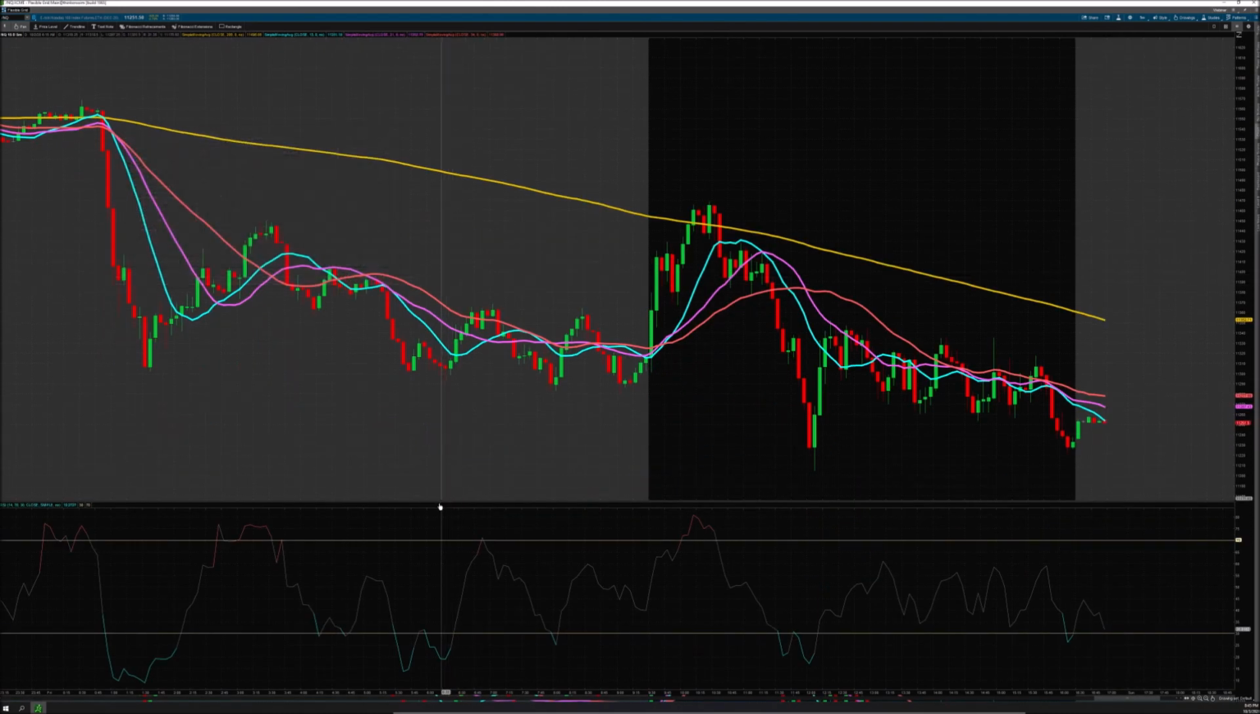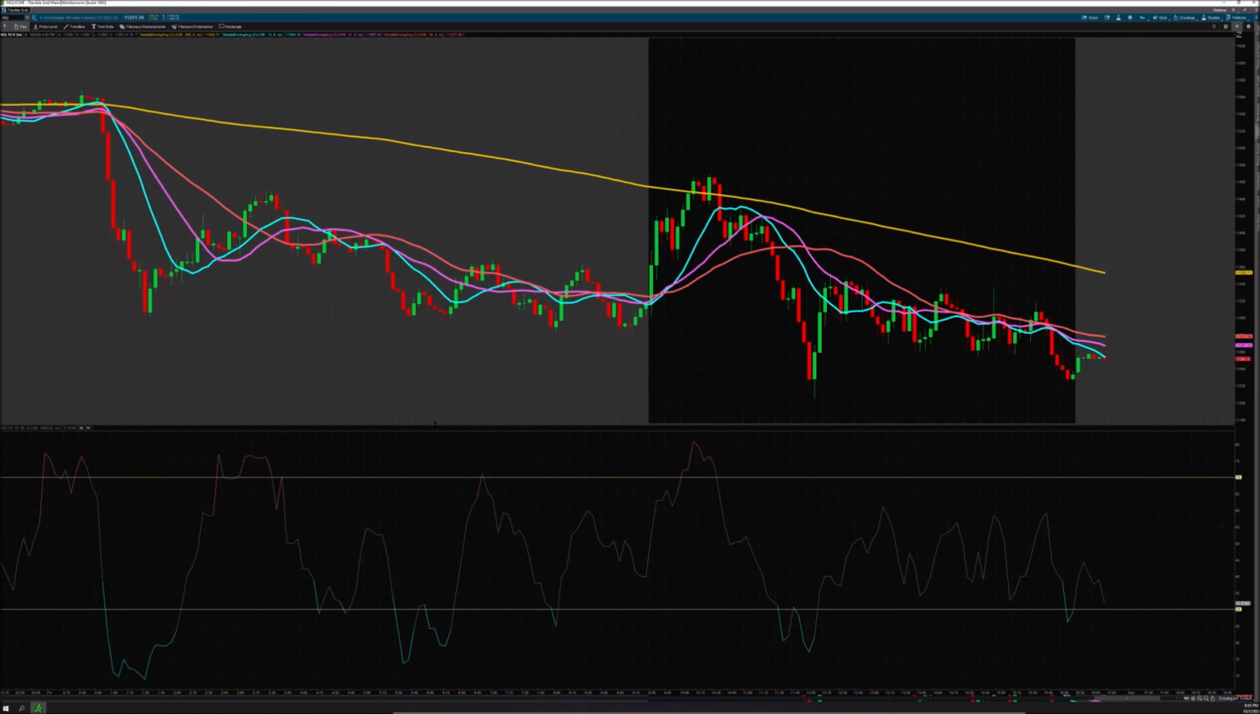So we got the RSI. As you guys see, it was set at Wilder. I don't like using that setting. It's just my preference. You guys could use whatever setting you prefer. The RSI can give you some confirmation.